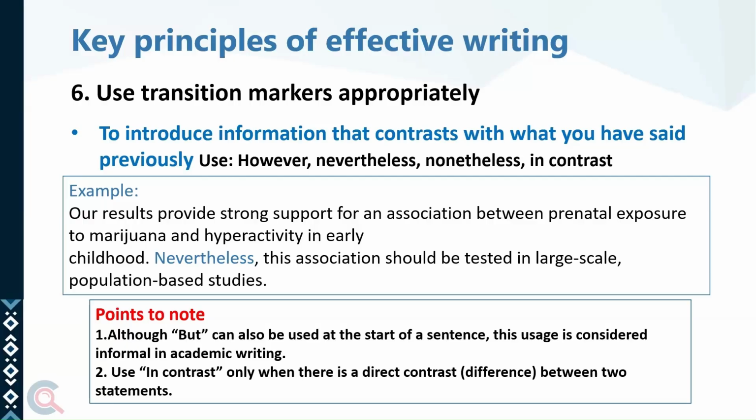Okay, so here we are seeing that there's a contrast between the first statement and the second. What to note here is that but can be used at the start of a sentence, but it is considered informal in academic writing. And we should use in contrast only when there is a significant or a direct contrast or difference between the two statements that are being used in your write-up.